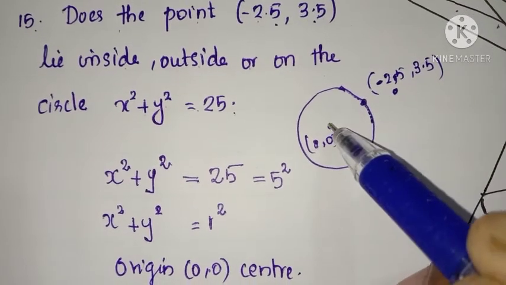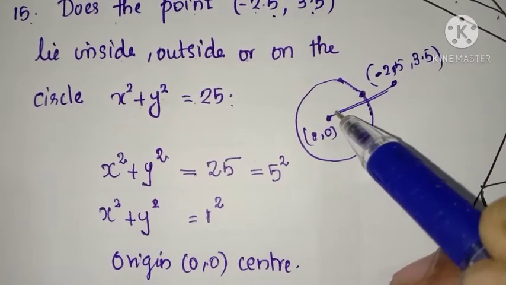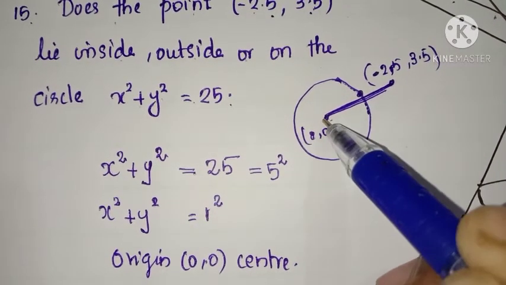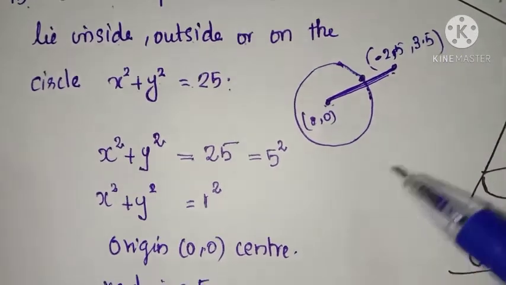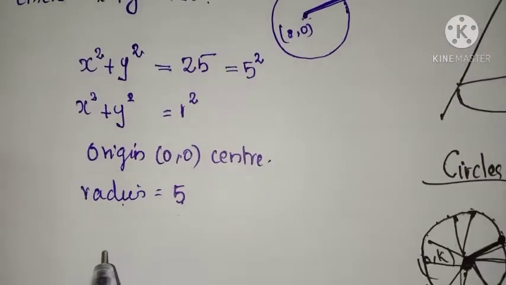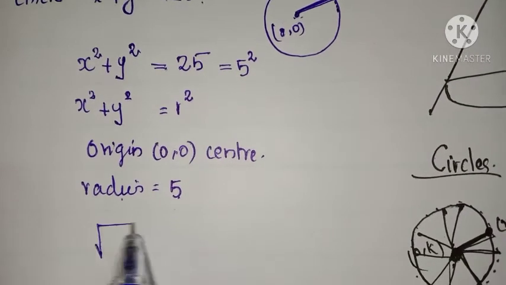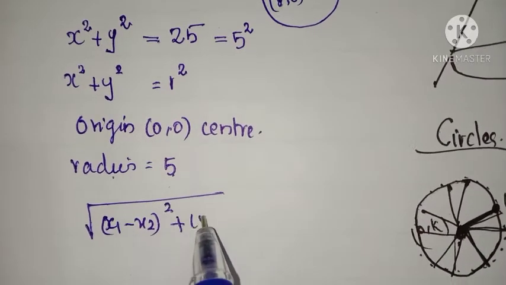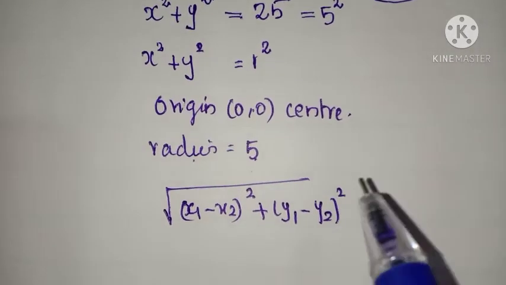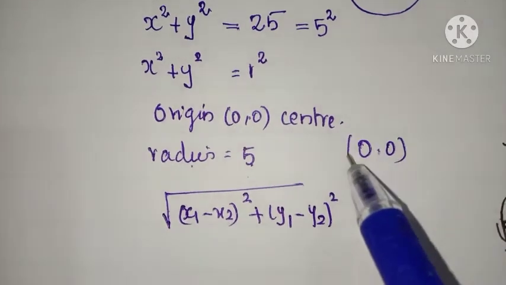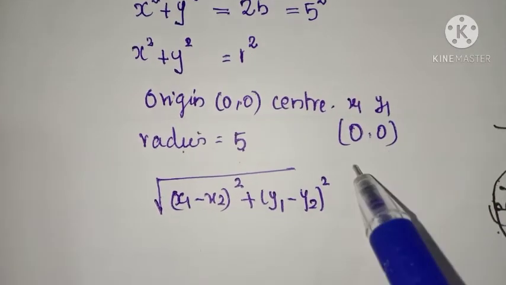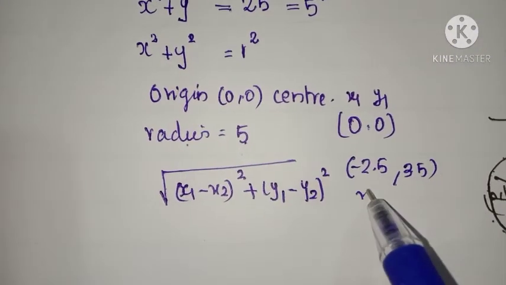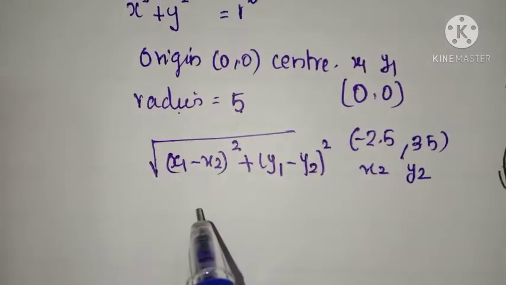Let us consider these two as points. Now join these two points and find the distance from (0, 0) to this point using the distance formula. So what is the distance formula? The distance is the square root of (x1 - x2)² + (y1 - y2)². Consider the point (0, 0) as (x1, y1) and (-2.5, 3.5) as (x2, y2). So put these values here.